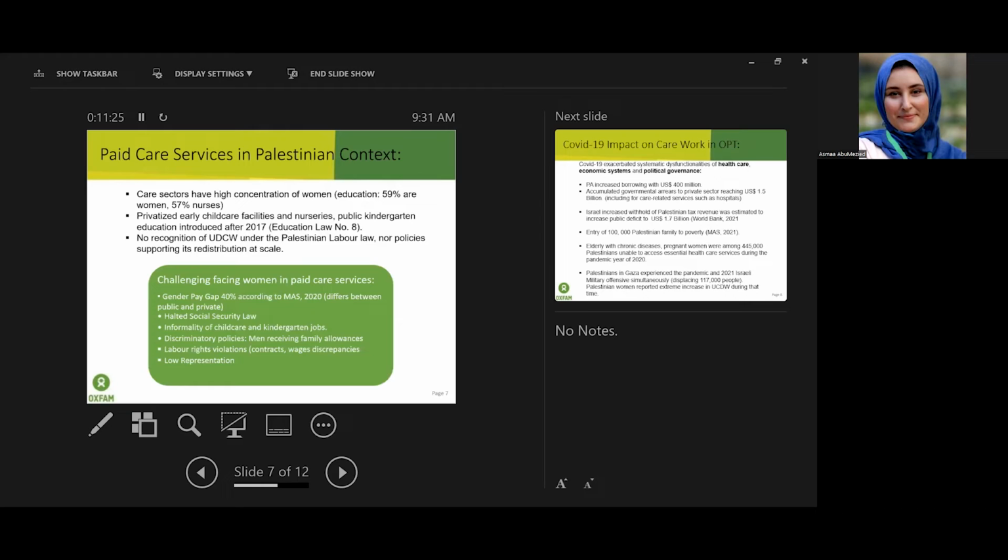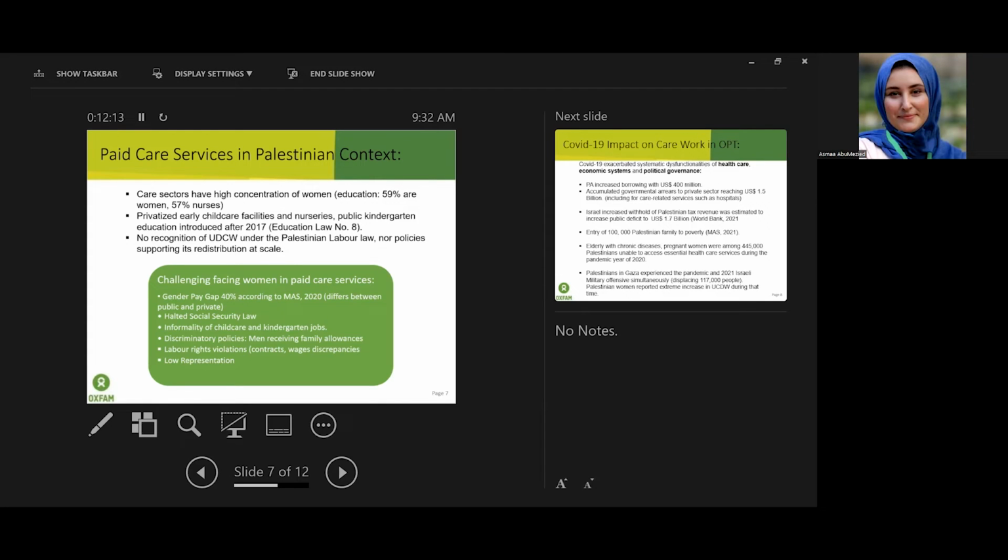If we also take a look at the paid care services within OPT, you will find that it's a very feminized sector. It has a high concentration of women, for example, in education: 58% are women among teachers, and 57% are female nurses. Now, early childhood facilities and nurseries are very privatized in Palestine. The public kindergarten system was introduced only after 2017. Its implementation is very limited in the West Bank.